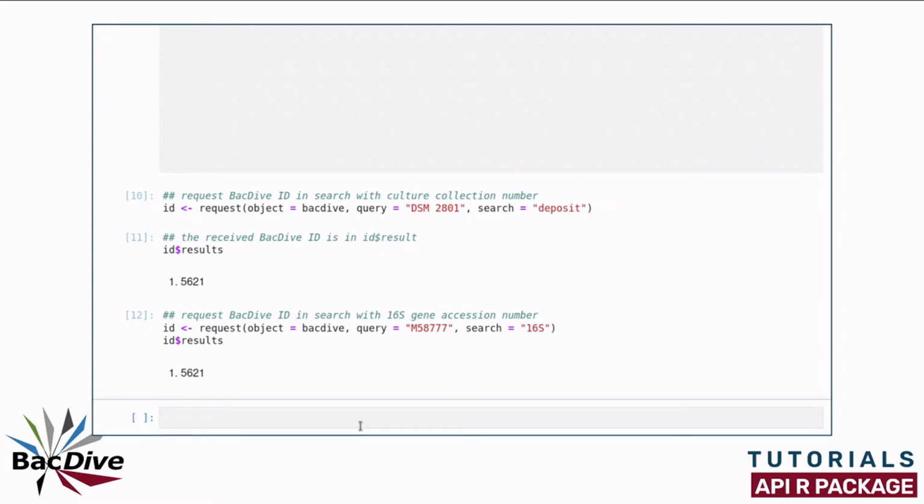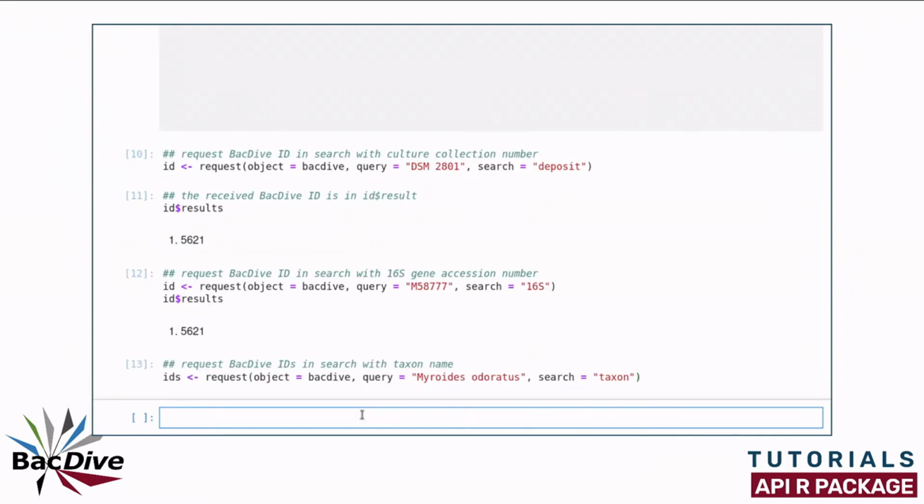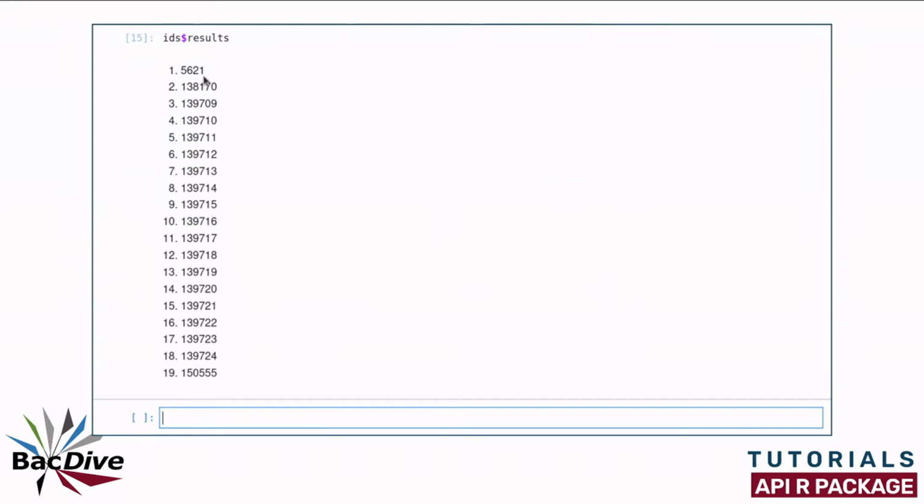When I make a request with taxon name, like the species name Myroides odoratus, I can of course receive several BacDive IDs. In this case, the count field tells me that there are 19 strains for this species in the BacDive database, and in the results field I can see all of these 19 BacDive IDs.